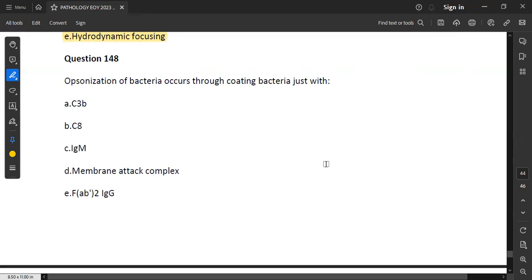(148) Opsonization of bacteria occurs through coating bacteria just with. Remember, we discussed this last time and we said, what is opsonization? This is basically coating cells with opsonins, molecules that will change the structure. Those molecules are called opsonins. So coating cells with opsonins will alter the surface of that pathogen such that it can be detected better. Opsonins are molecules that attach to the foreign target cell and alter the surface of the cell in order to ease phagocytosis. It makes the whole process more efficient.